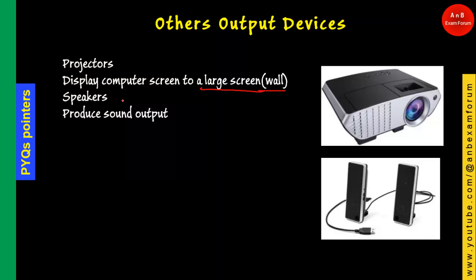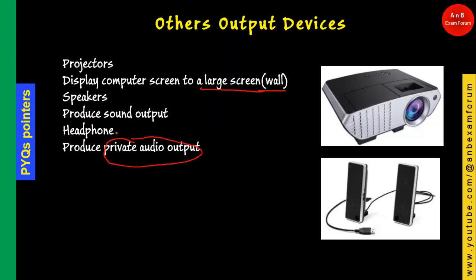Like your mobile, the sound right now is coming from the speakers. Okay, next one is a headphone. Headphone again gives output, but not to everyone. It is private audio output. So again this is an output device. Remember, headphone is used to produce private audio output.